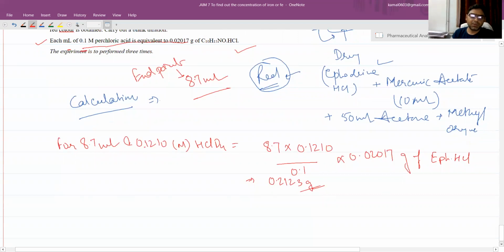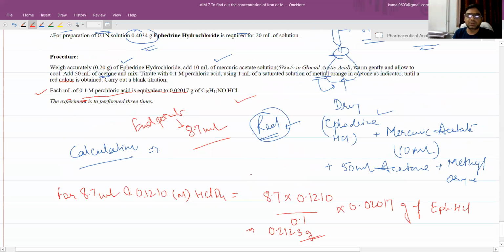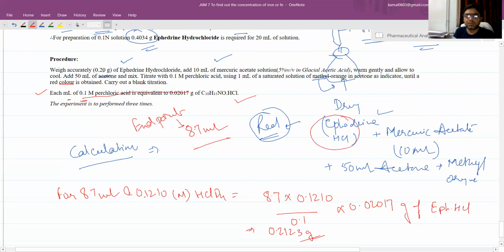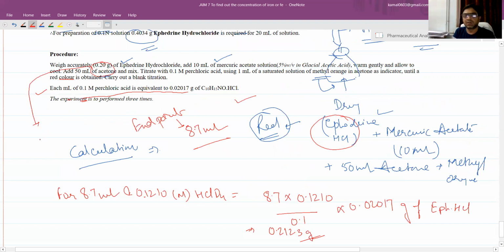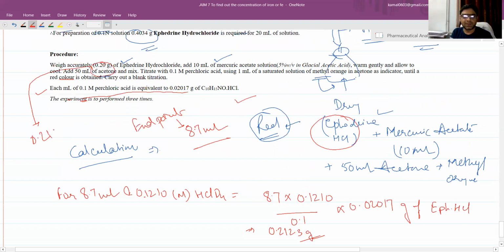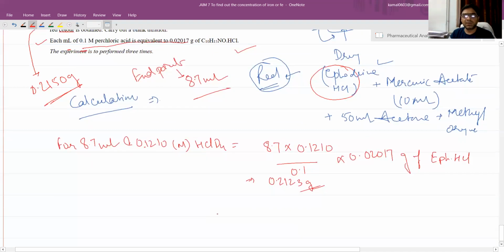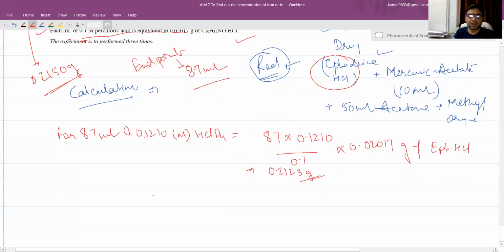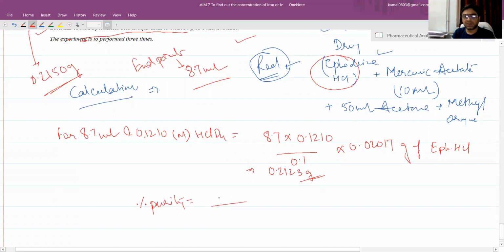And suppose you have to do the weighing when you prepare this solution of ephedrine hydrochloride. When you weigh it accurately, suppose the weighing which you have done here is, in place of 0.22, say 0.2150 gram. So this is the weight you have taken, and the other is the weight which we have obtained. So you can calculate the percentage purity. Percentage purity is nothing but the assay of the drug, using the calculated weight and the weight we have taken.